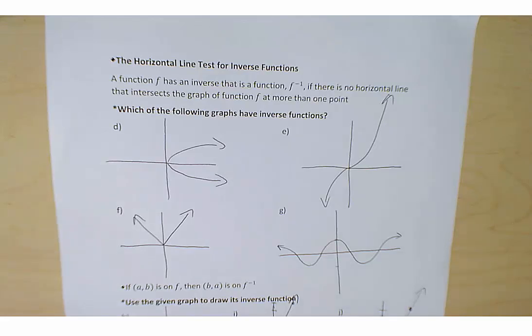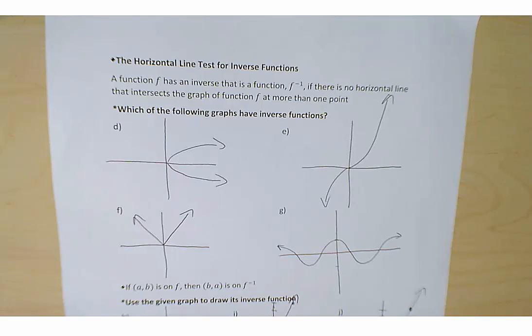Now the horizontal line test for inverse functions. There is a vertical line test that determines if it is a function, yes or no. The horizontal line test is to determine if a given function has an inverse. Horizontal: does it have an inverse? Vertical: is it a function? So make sure that you know the difference between the two.